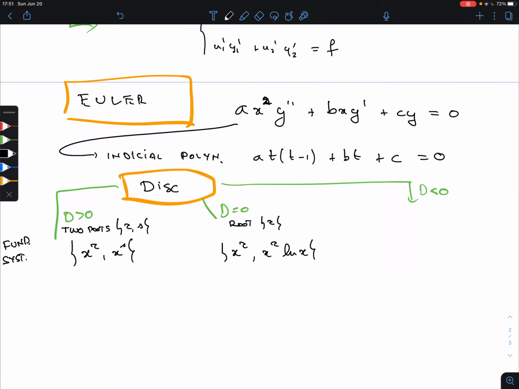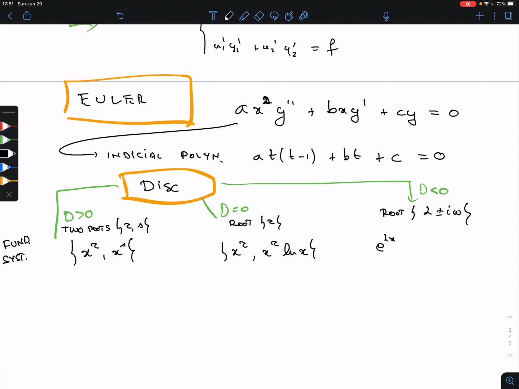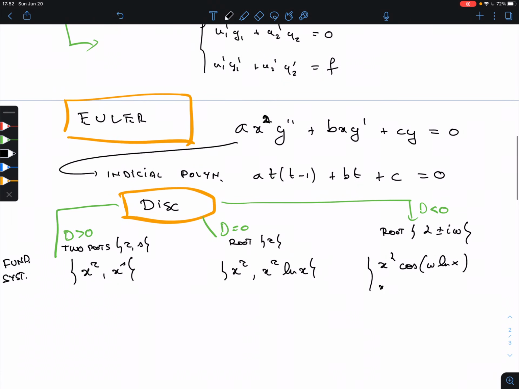And the other case is complex roots, lambda plus or minus i omega. In that case we have, not e to the lambda x, sorry, x to the power lambda, cosine of omega ln x. And the other one is x to the lambda sine of omega ln x. That's the fundamental system.